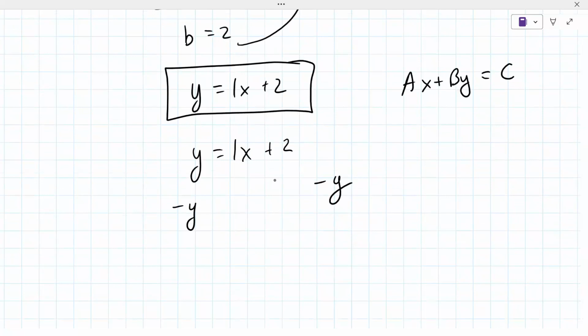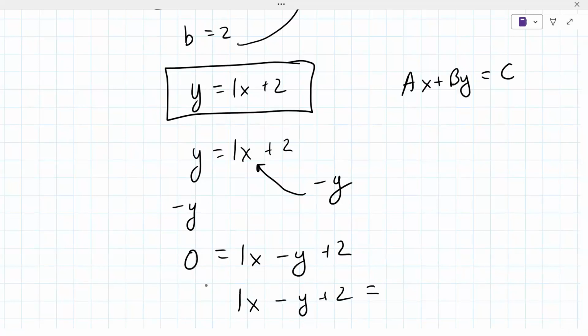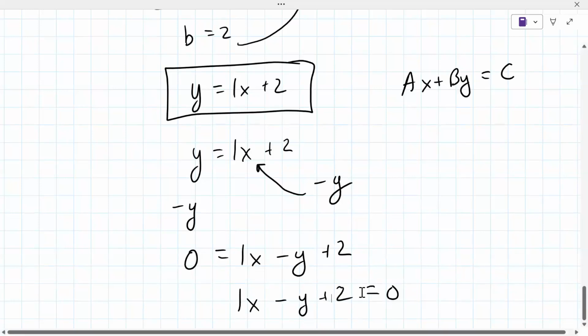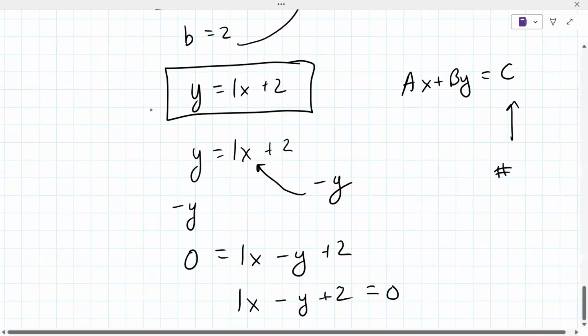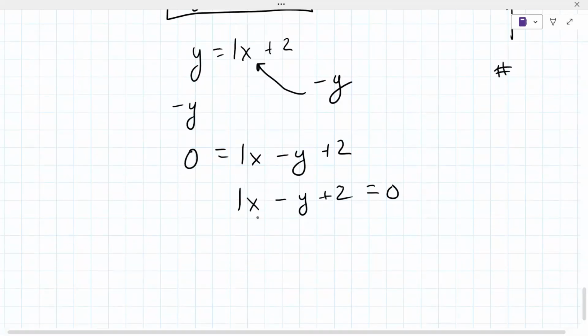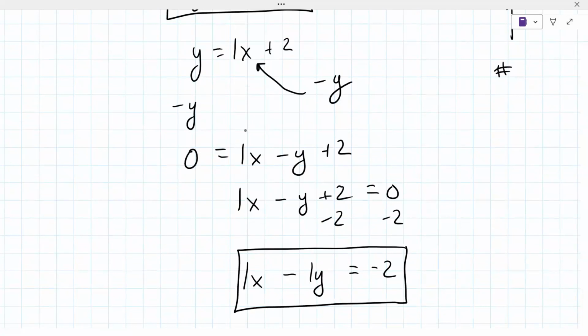So if we rewrite this now, 1X minus Y plus 2, you can even sneak it in there. We're getting closer, right? Okay. Now the equal sign can move. Like you can rewrite this as 1x minus y plus 2 equals 0. But then you do have to move the 2 to the right, because that constant is the number. So if you subtract 2 from both sides, it's 1x minus 1y equals -2. And that is your final answer.